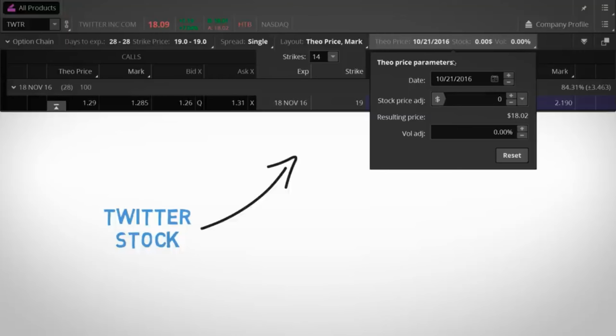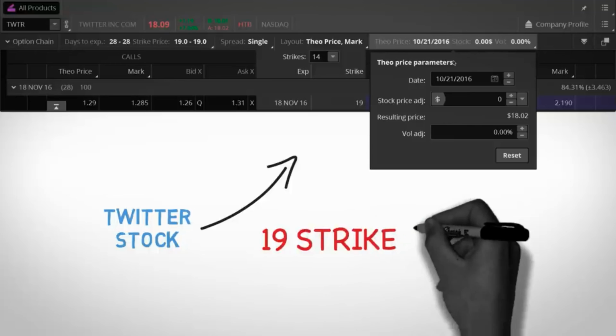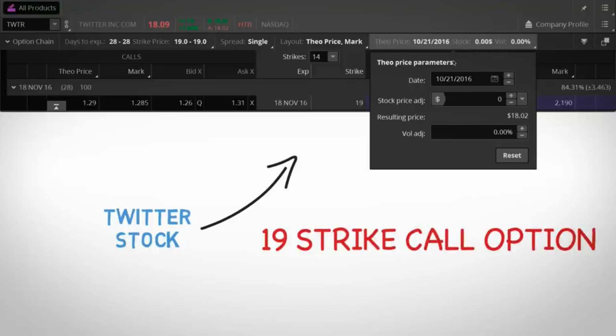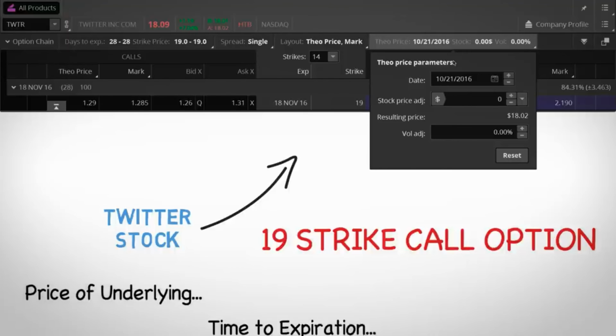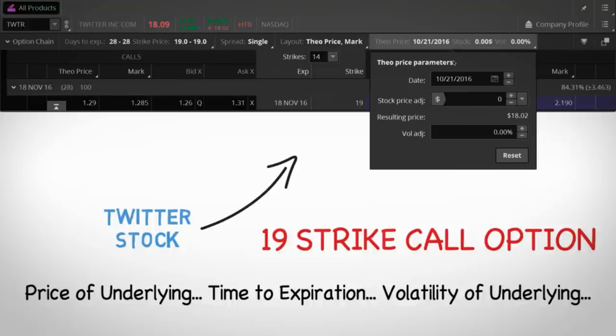So that's what we're going to do for this example. We're just going to say we bought one contract of this 19 strike call option. And you can see the current price of this option is around 1.28. So multiply that number by 100, and the real cost of this option contract is $128. Now, whether or not this trade will be profitable on a day-by-day basis will be determined by all three of these factors you just learned about.